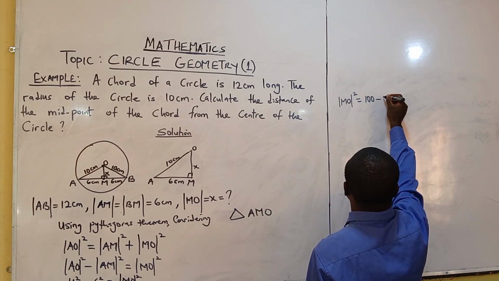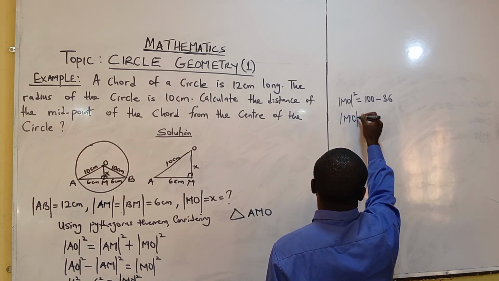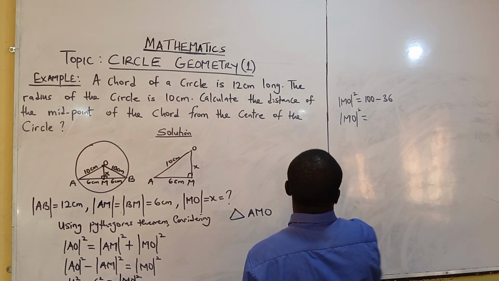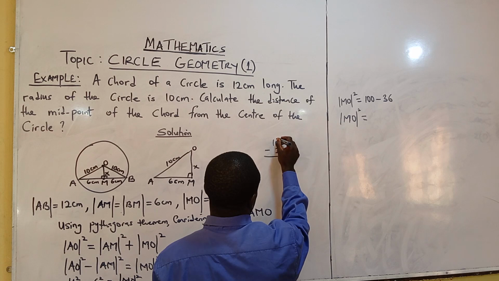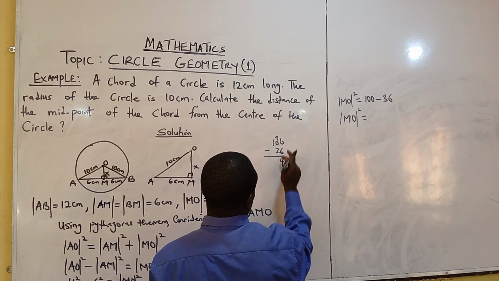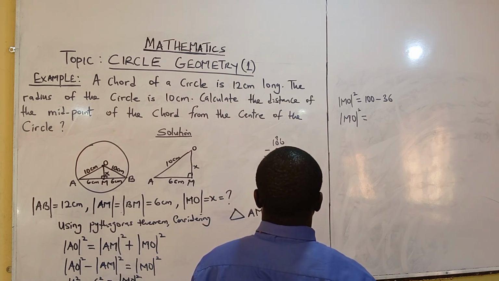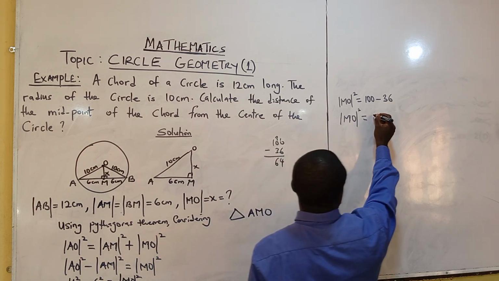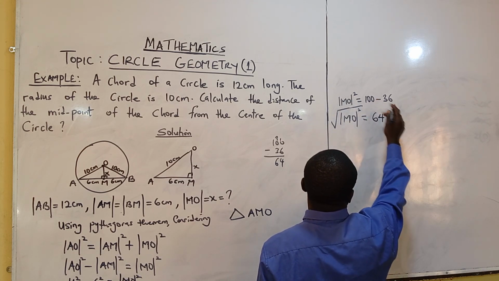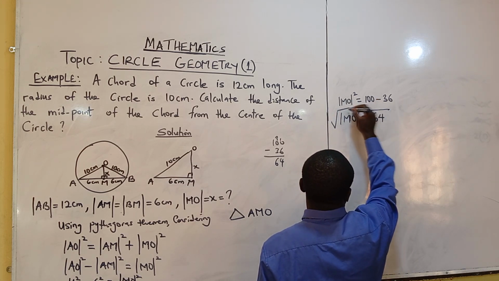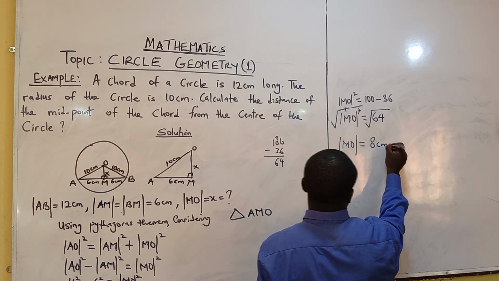100, 10 squared is 100, minus 36. Now line MO squared equals 100 minus 36. Borrow 1 to this, we have 4, that means 9. 9 minus 3 is 6. That gives 64. Find the square roots of both sides. To cancel the square, line MO equals 8 centimeter.